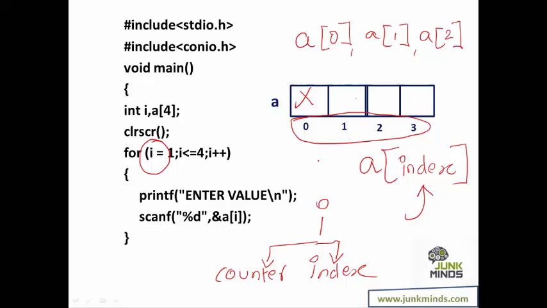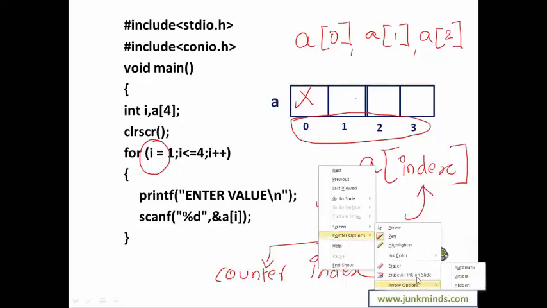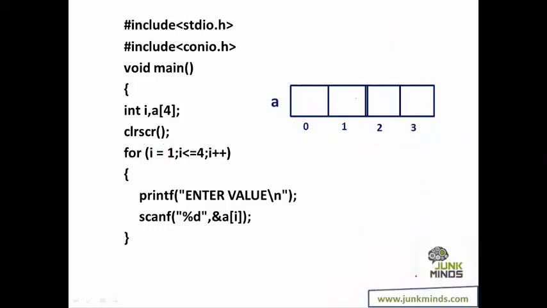Now observe this, keep an eye on how exactly I'm going to make use of this variable I. Please observe this. I'll start here. I is equal to 1, for loop starts. 1 less than equal to 4 is true. So come down, enter value, ampersand A of I. So what is the value of I right now? This is 1. So this is effectively ampersand A1.